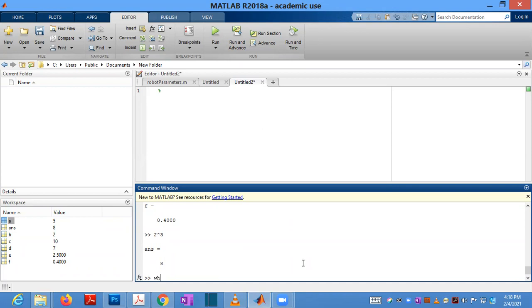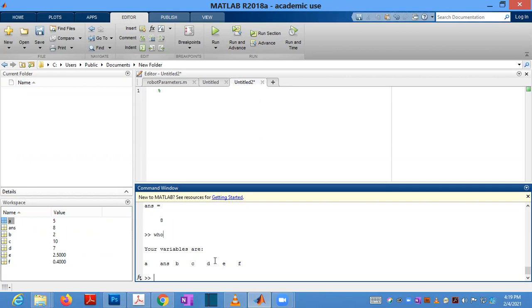So now if you click who, whatever variables we have used in the workspace will be displayed. So now I am using A, B, C, D, E, F, and this answer is for 2 raised to 3; the answer has come. This is automatically saved as ans. So if you use the who command, the variables you have used till now in the workspace will be shown here.